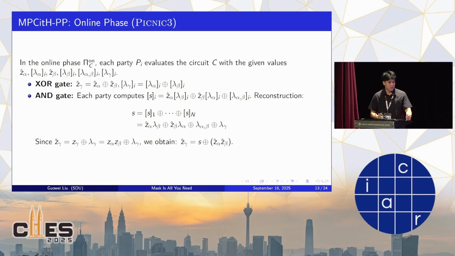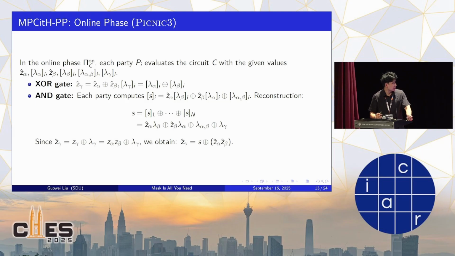And in the online phase, each party Pi evaluates the circuit C with the given values, like that. And for an XOR gate, the hat gamma equals the hat alpha XOR the hat beta, and the lambda gamma i equals lambda alpha i XOR lambda beta i.